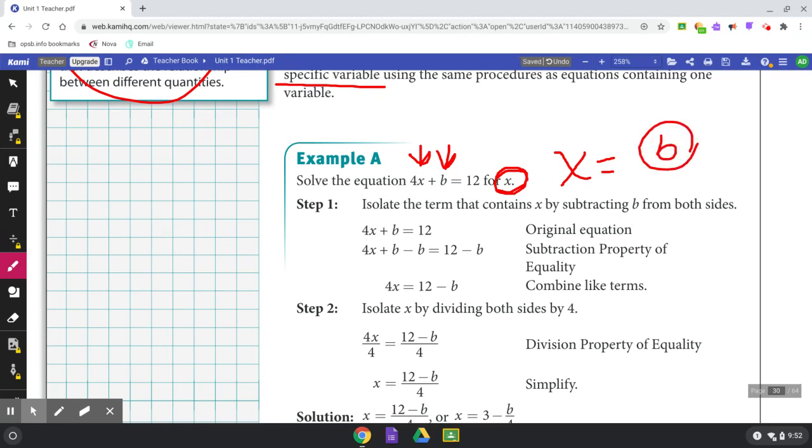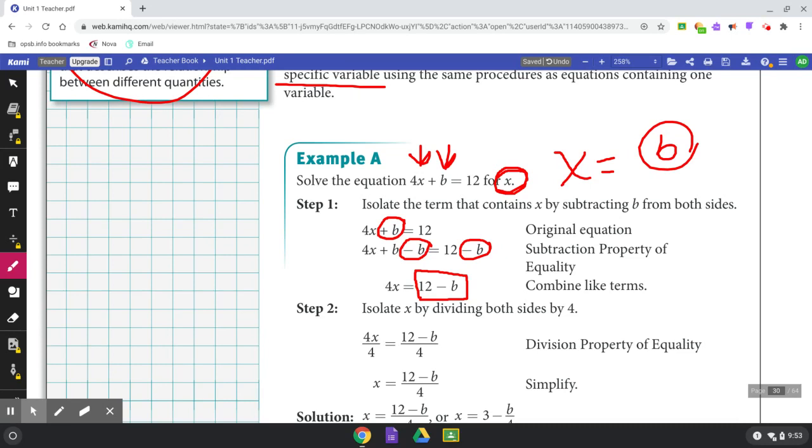Okay, so if you follow those steps, isolate the term that contains x by subtracting b from both sides. So in the previous equations, there would have been a number here. There would have been a constant plus, 2 or 3 or whatever, and we would subtract that number. Well, because we have a variable b, we would just subtract b from both sides. When we do that, we get 4x equals 12 minus b. You can't subtract b from 12 because we don't know what b is. So we're just going to have our expression 12 minus b. 4x equals 12 minus b.